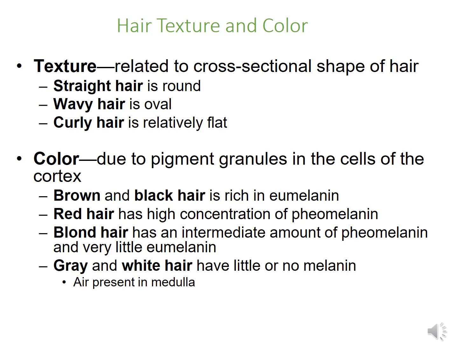Hair texture and color. Texture is related to the cross-sectional shape of the hair: straight hair is round, wavy hair is oval, curly hair is relatively flat. Color is due to pigment granules in the cells of the cortex. Brown and black hair is rich in eumelanin, red hair has a high concentration of pheomelanin. Blonde hair has an intermediate amount of pheomelanin and very little eumelanin. Gray and white hair have little or no melanin, with air present in the medulla.